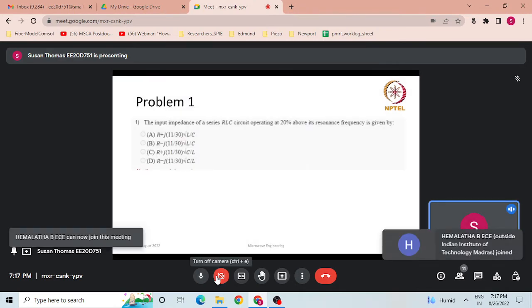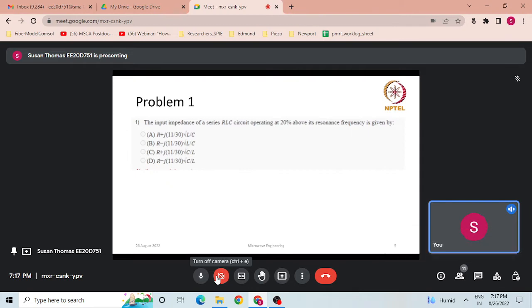Okay, let us start with the first question. First problem: the input impedance of a series RLC circuit operating at 20% above its resonant frequency is given by. So we have been asked about the input impedance, the expression for input impedance, and the question is about a series RLC. When the question is about a series RLC, we have already derived this in the video lectures.